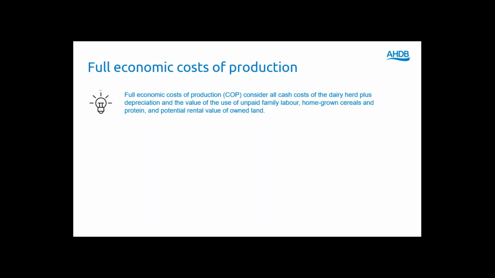Basically, it's all the costs of the dairy herd. Our optimal dairy systems will include the dairy herd and the young stock. It's all the cash costs, so the costs you pay out for, that you'll see coming out of the account, plus those costs which you don't pay a cheque for, like the depreciation, the value of that unpaid family labour, any homegrown cereals and proteins that you feed to the dairy herd, and the potential rental value of owned land.